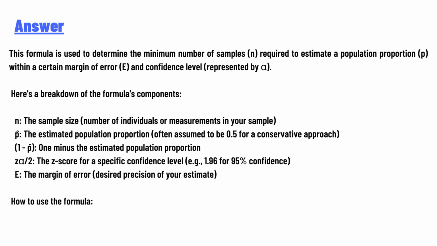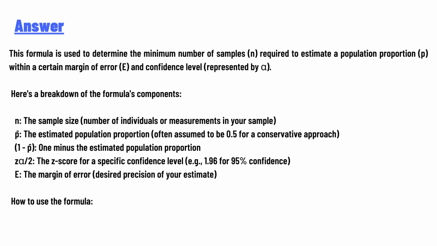And the answer of the question: this formula is used to determine the minimum number of samples required to estimate a population proportion within a certain margin of error and confidence level. Here's a breakdown of the formula components and the sample size. P, the estimated population proportion. 1 minus P, the complement of the estimated population proportion. Z alpha over 2, the Z score of the specific confidence. E, the margin of error.